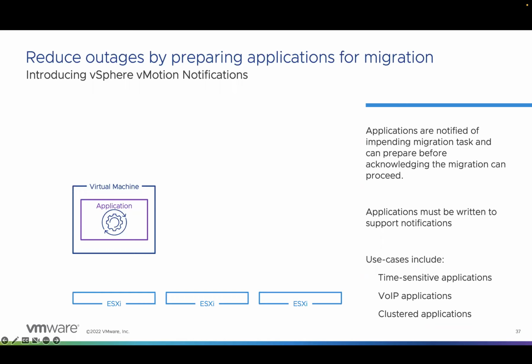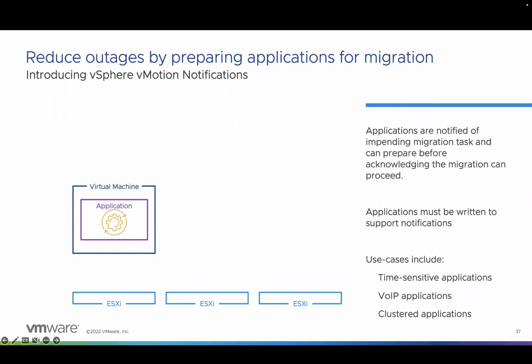So we can write a little application that will intercept a notification. When a vMotion event is triggered in vCenter, a notification is sent from ESXi to the virtual machine itself. And it's intercepted using VMware Tools. The application can then do some work to prepare for the vMotion event. This could be something like stopping services, performing a graceful failover in the case of a clustered application, doing some quiescing operation. Whatever it might be, the application has now been told there's a vMotion event pending.